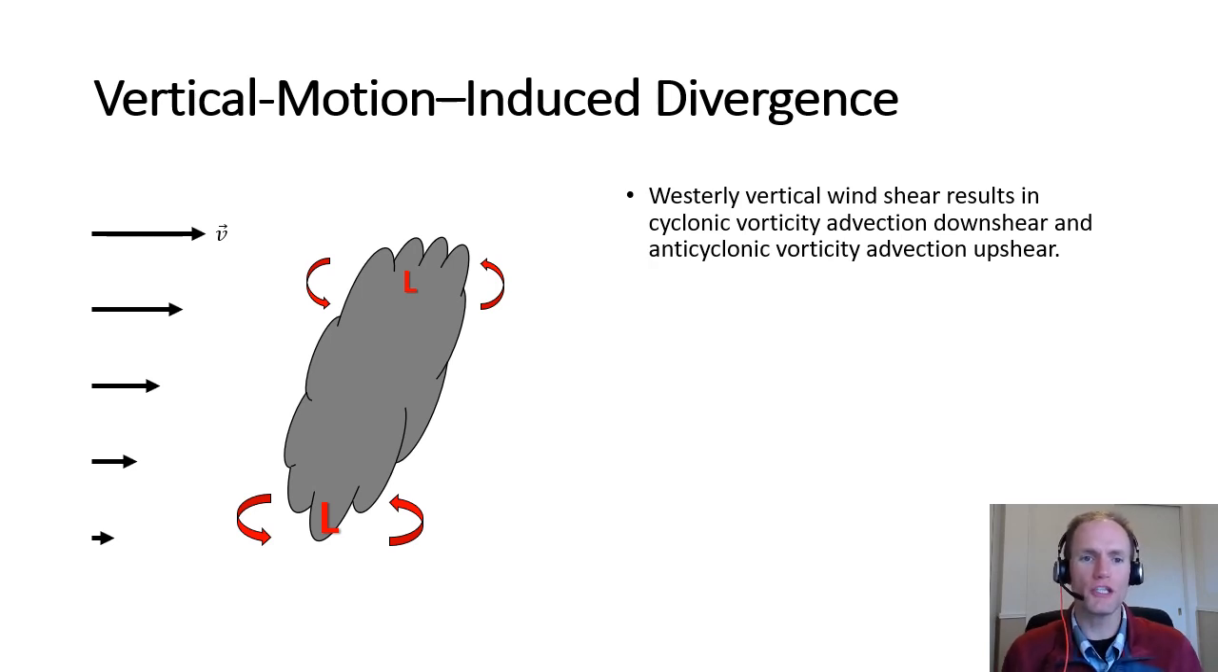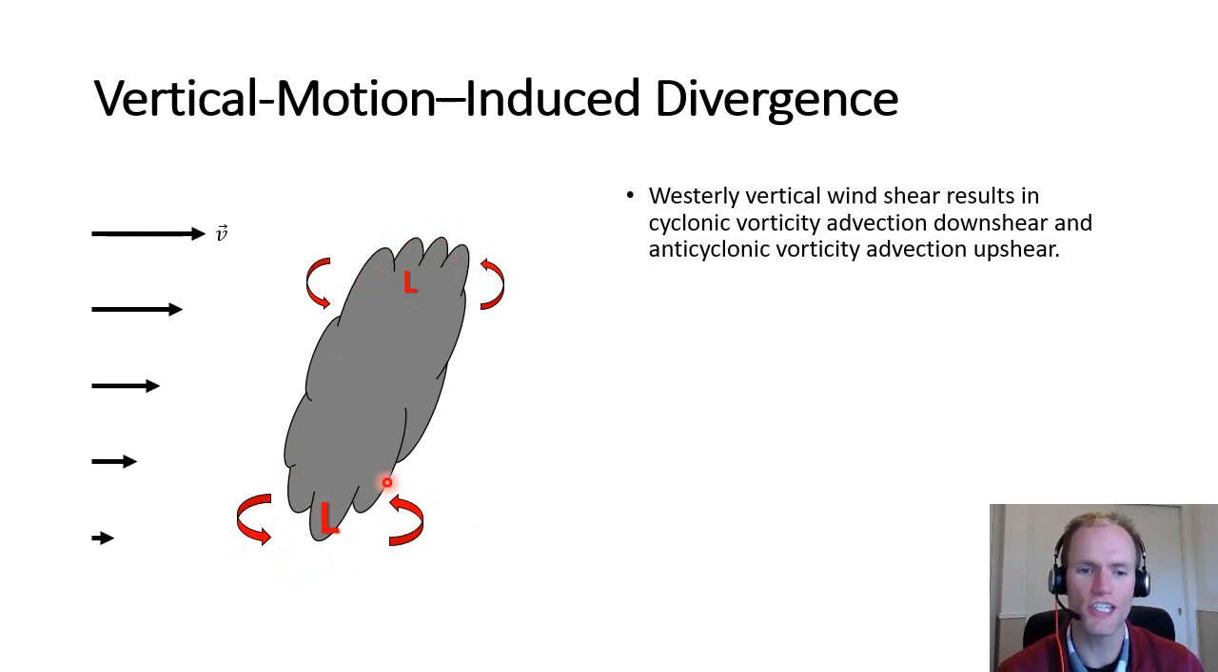So now we can move on to our last bullet in this dynamical effect, and this is the vertical motion induced divergence. So we start off clean again with our westerly sheared flow that has tilted the vortex in the west to east direction like so. Strongest rotation at low levels, weaker rotation aloft.